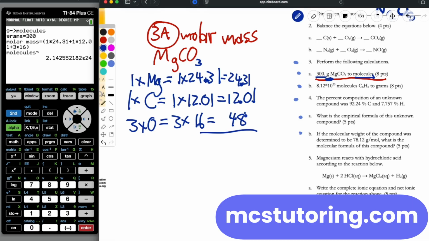But look, it'll calculate all this. It'll calculate the molar mass here. It already did it. It didn't show us the molar mass, but you can do that by hand here. But the molecules is going to be 2.14.